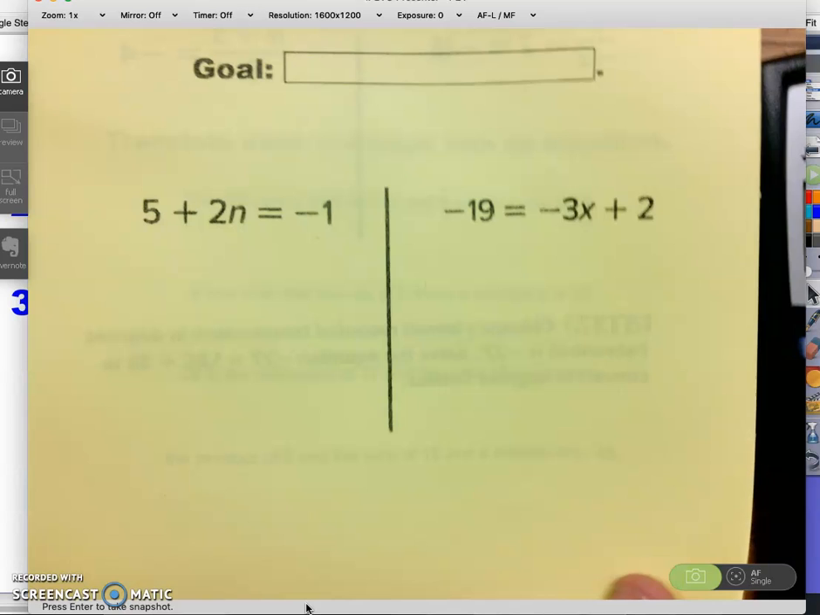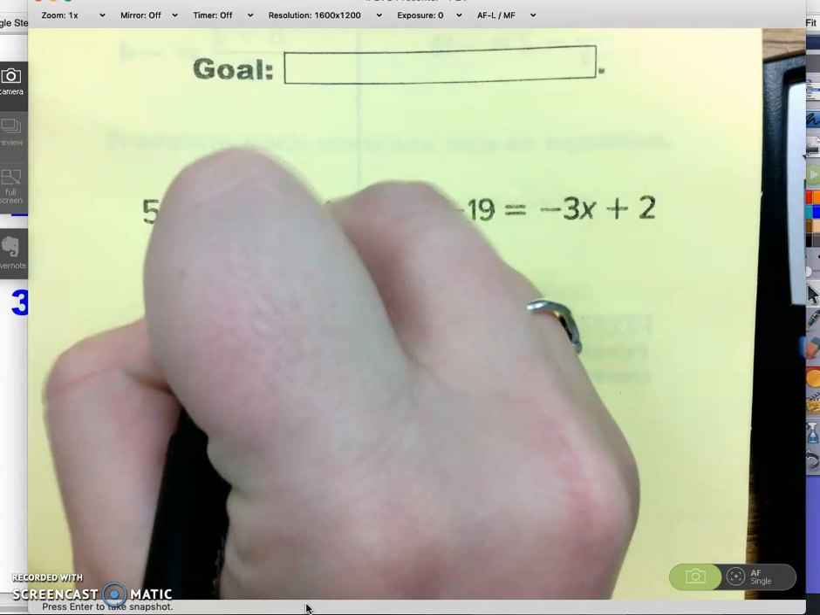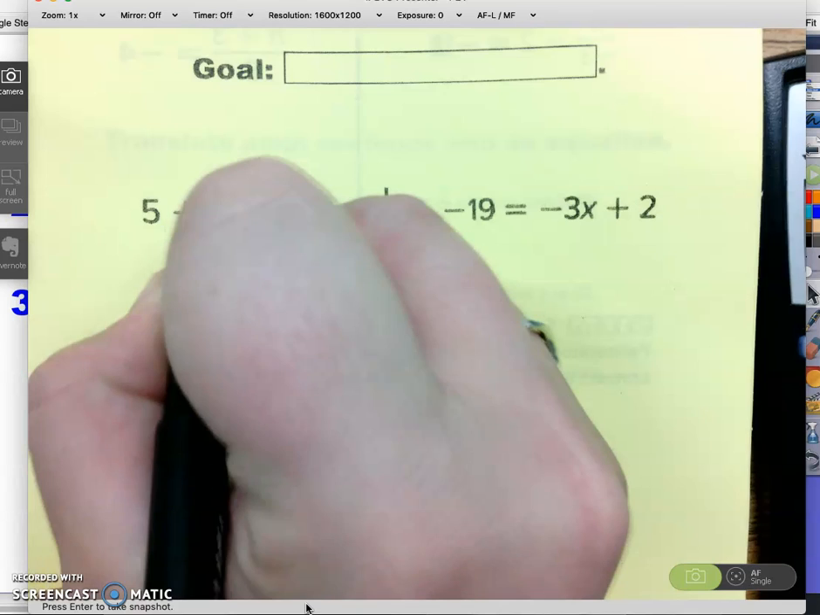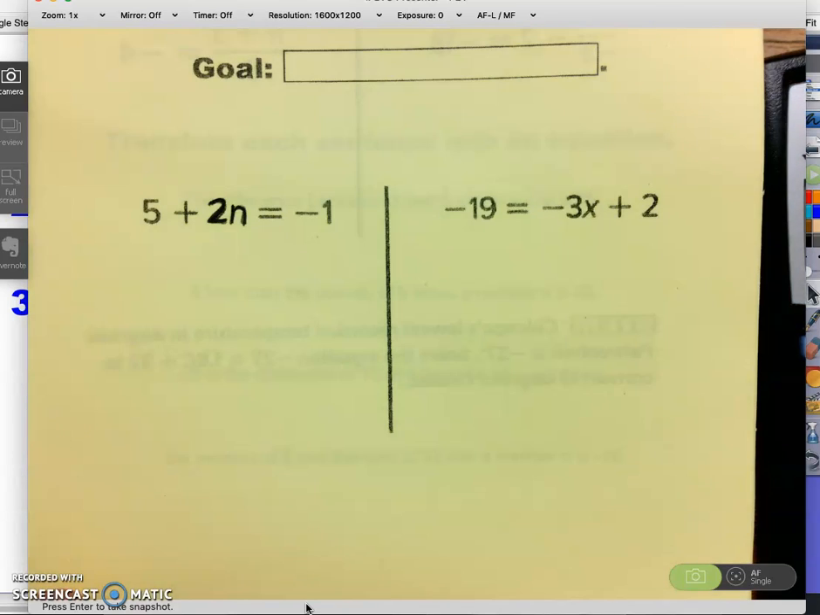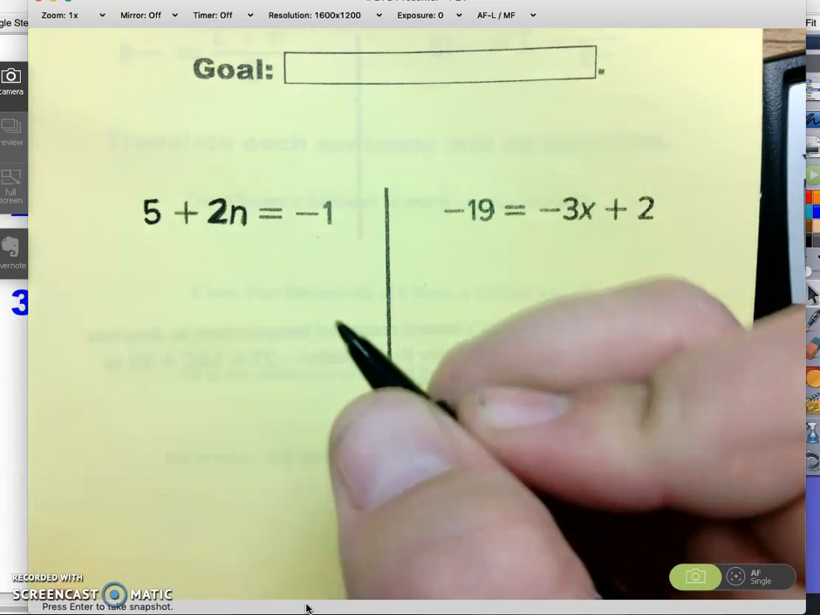Our first example, 5 plus 2n equals -1. Our n is our what? Variable. Our 2 is what? Constant. Not yet. 2 is the coefficient. The 5 is the constant.